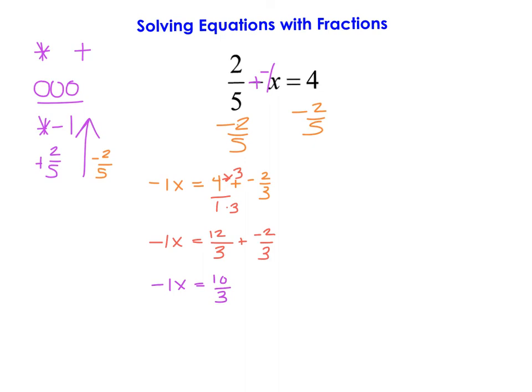So this becomes -1x is equal to +10/3, because I just add the numerators and leave the denominator as is. So now from here, I'm almost done, but not quite. I need to undo this multiplication of -1, and I'm going to do that by dividing by -1. Divide by -1, divide by -1. We know that anything divided by -1 just flips the sign, so we end up with x is equal to -10/3.